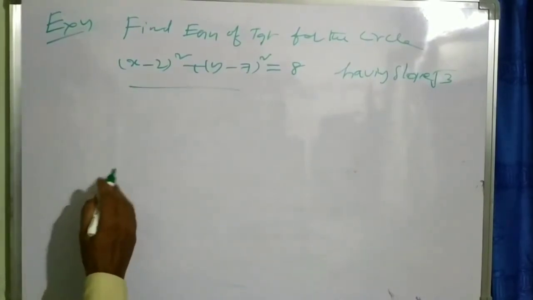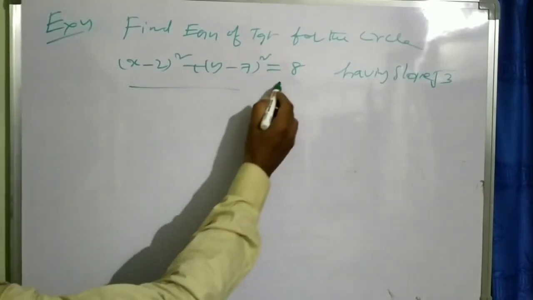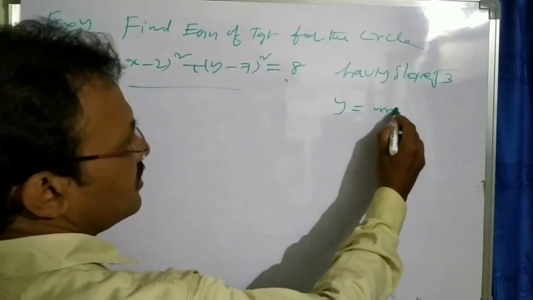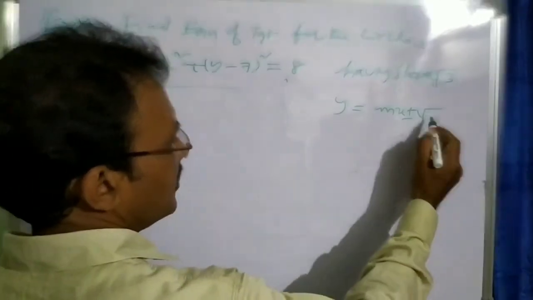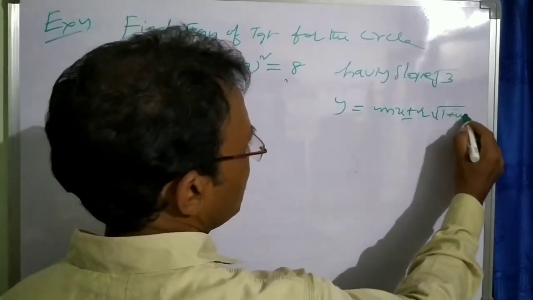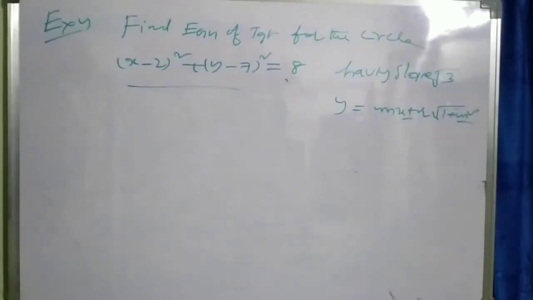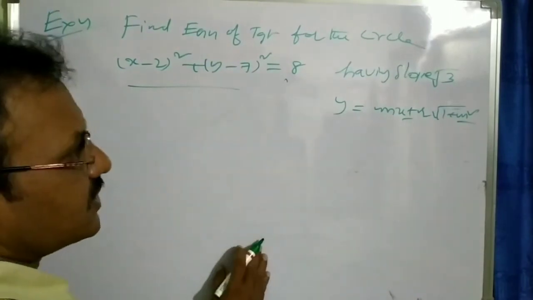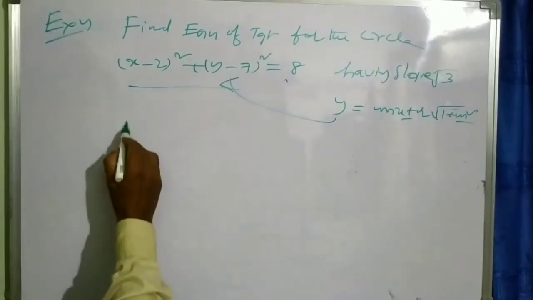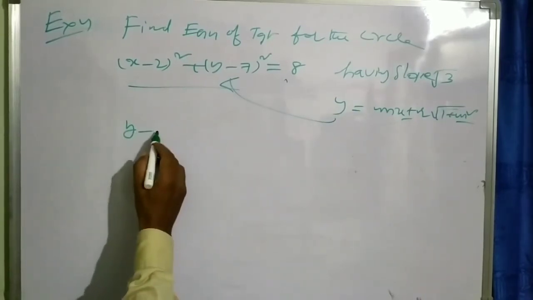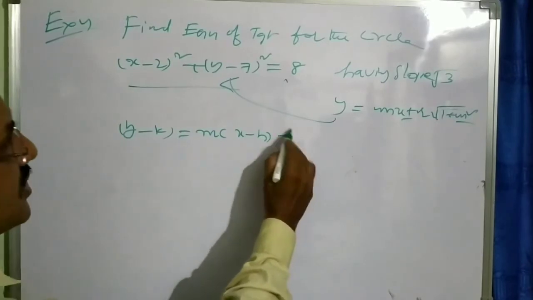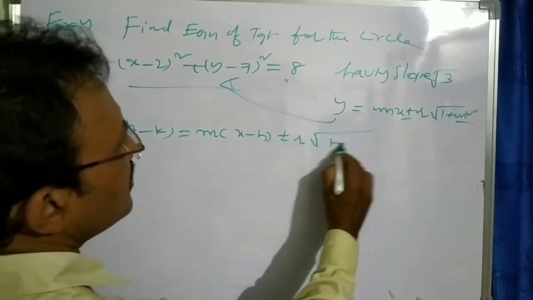Which means we already discussed. What about the equation of the tangent for the standard circle? y is equal to mx plus or minus r into root over 1 plus m square. It is the equation of the tangent for the standard circle. For this curve, what are the changes? We already discussed: y minus k is equal to m of x minus h plus or minus r into root over 1 plus m square.